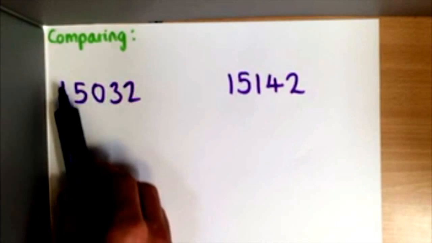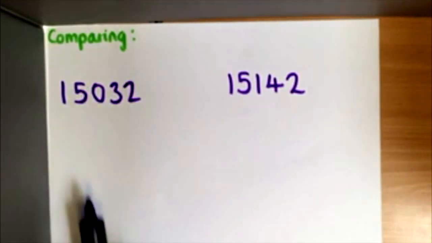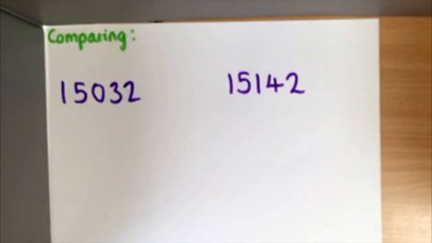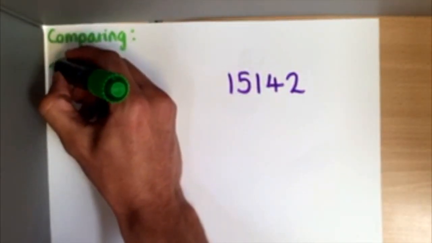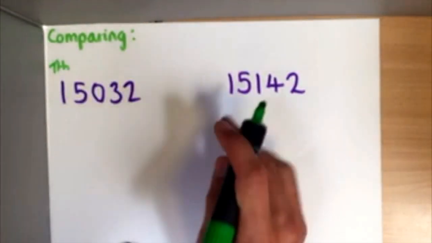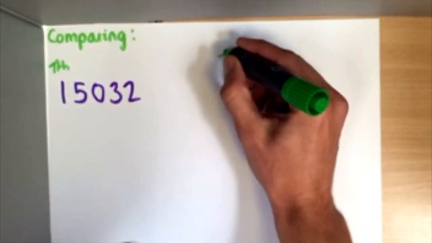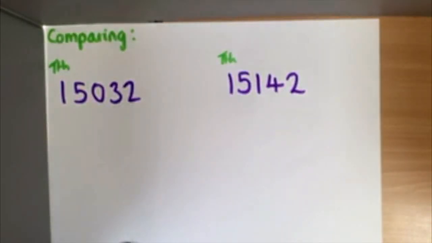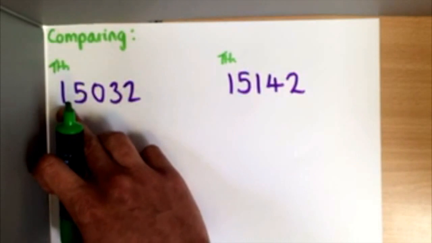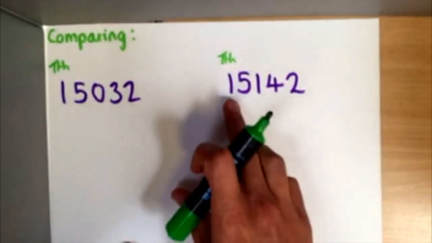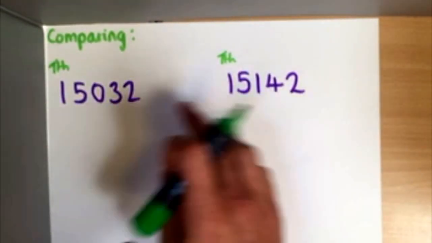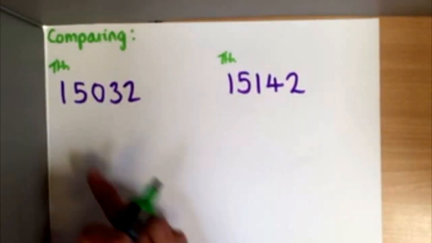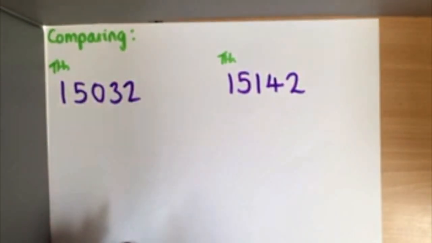Now this one, if you can remember, what column would that fall into with our place value? Think back to our previous sheet. Well, that would be our 10,000s column. And this one over here would also be our 10,000s column. So let's have a look. This one has 1 lot of 10,000, and this number has 1 lot of 10,000. Which one's bigger there? Well, they're both the same so far, so let's go on to the next digit.